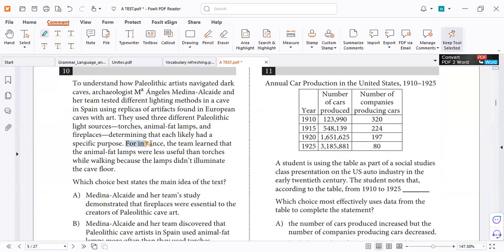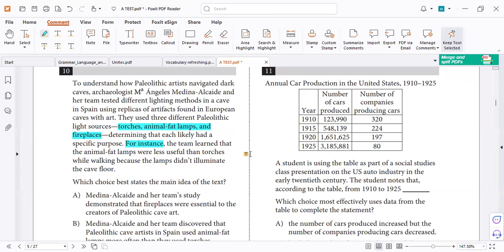"For instance": that is an example of the preface idea. Examples between two dashes help you with the meaning of "light sources." So if I don't understand, I try to use examples. And this is the main idea: they use three different Paleolithic light sources to determine that each likely had a specific purpose. Example.